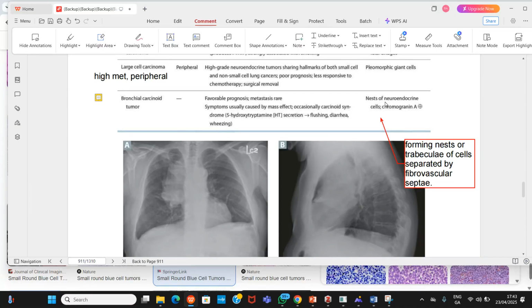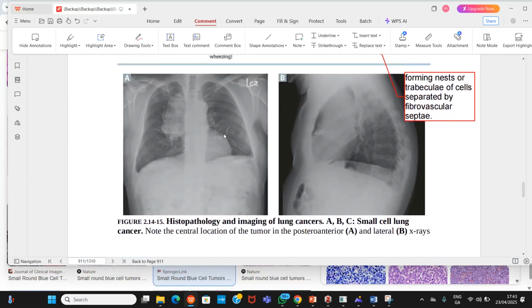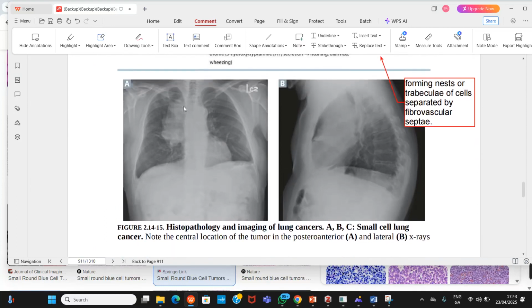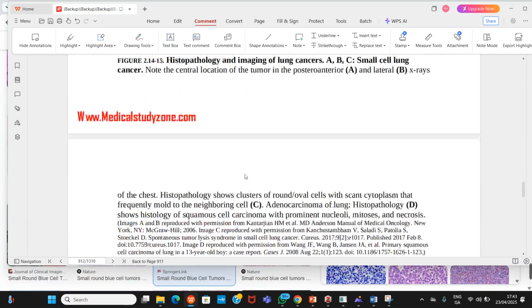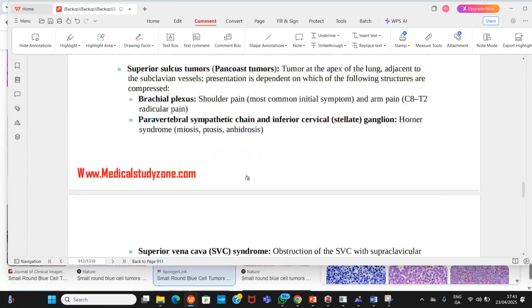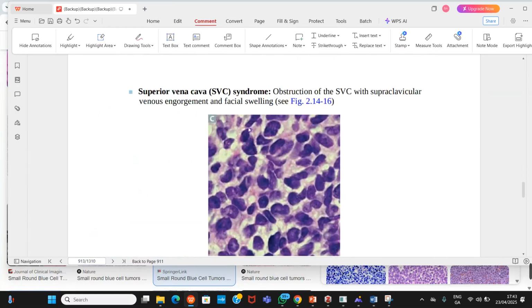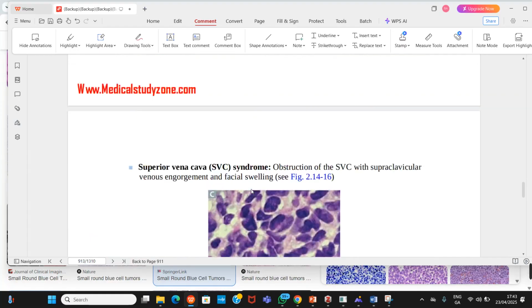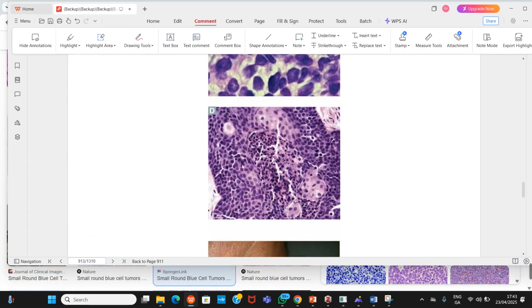Cavitation, squamous cell. Then the last one, large cell carcinoma, we are going to see giant cells, large cells on histology. It is peripheral, just like adenocarcinoma. You see it at the peripheral part of the lungs. It has a poor prognosis because it doesn't typically respond to chemo, so we have to go and remove it surgically.